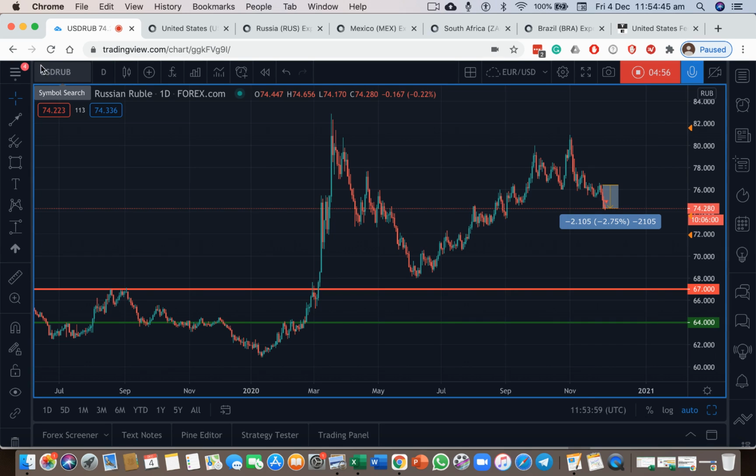So when I'm selling the base currency, I'm selling the US dollar, I'm buying the Russian ruble. When I'm buying the exchange rate, I'm selling my Russian rubles and I'm buying the US dollar. So it's always based on the base currency out of the two. So what does this really mean?